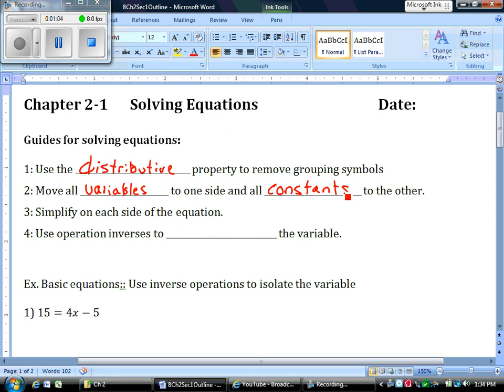Variables are the letters. All right, number 3, the third thing we're going to look for is to simplify on each side of the equation. So you combine the things that you can combine. If you have a 4x and a 5x, combine those. If you have a 15 and a 5, combine those on each side. The fourth thing we're going to want to do is use the operation inverses to isolate the variable. We're going to isolate the variable, meaning we're getting it by itself. Operation inverses, remember, are addition, subtraction, multiplication, and division. So to get rid of addition, we use subtraction.